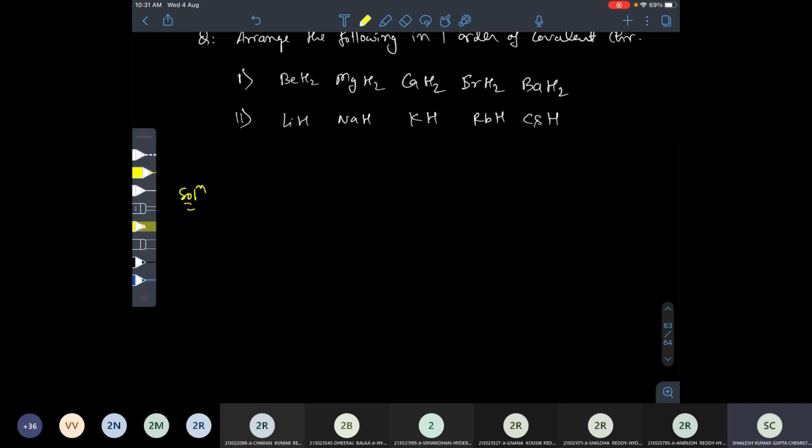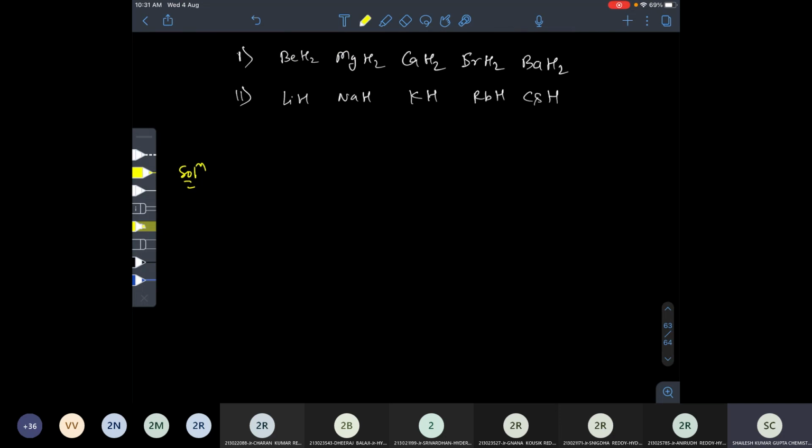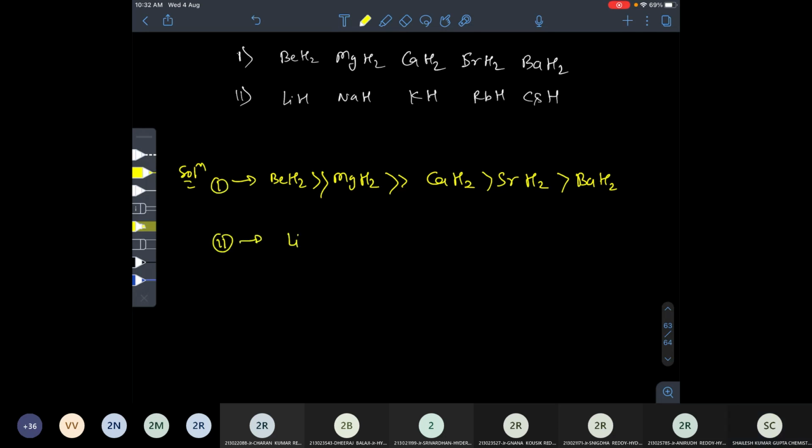Very simple. You're applying Fajan's rule. The metal ion is differing, so you can see the polarizing power, and accordingly you can answer. So the overall order will be that beryllium hydride is most covalent, then magnesium hydride, next, and then the order goes on like this. Do you agree? Yes or no? Any doubt in that? Fine. Guys, am I audible, right? Yes, sir. Thank you. So cesium hydride, the order will be there like that.